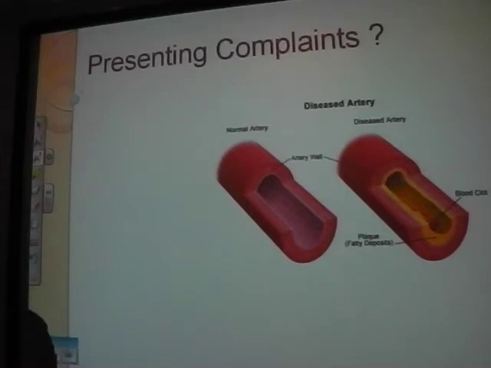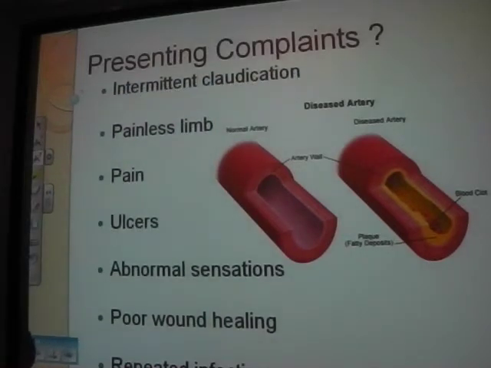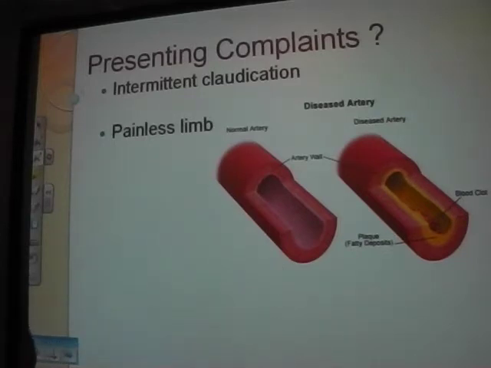Anything else? I mentioned one in the second slide. AAA. That was in the I'll mention one in the third slide. Painless limb. Okay. So there are things that are likely to come up. So this patient comes in with this, take a full history. The two that we're going to concentrate on today are intermittent claudication and the painless limb as well.